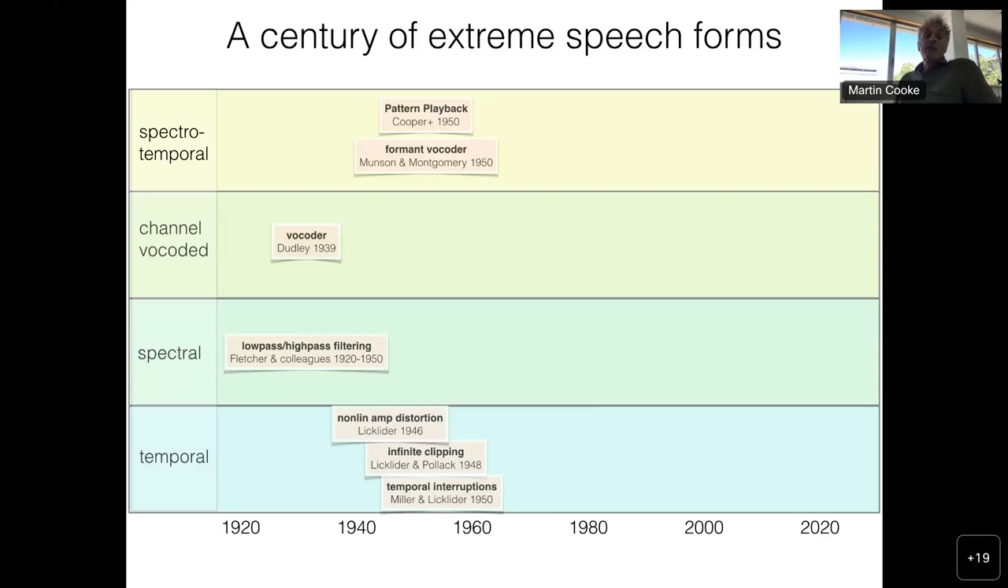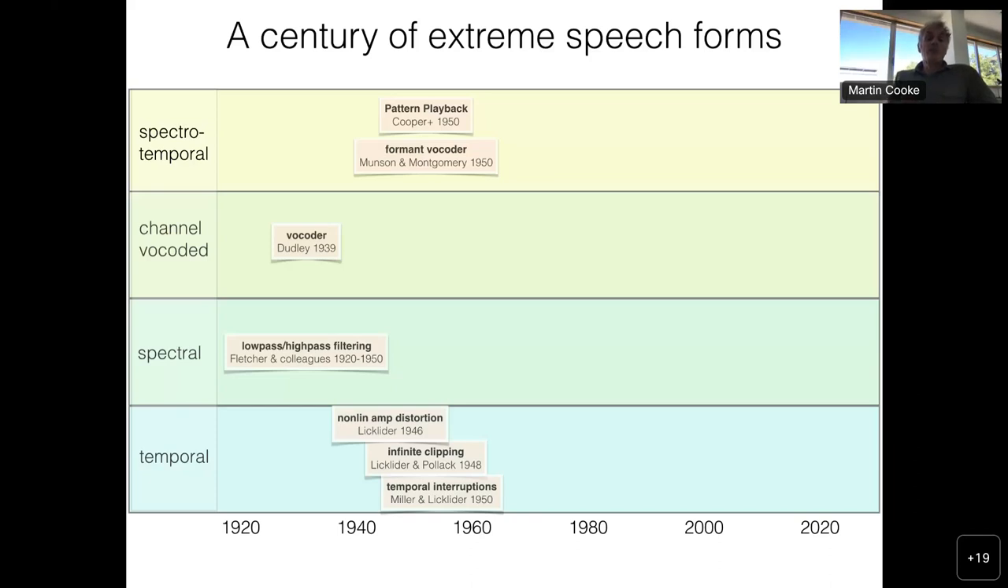And another example is the pattern playback machine that some of you might have seen. You can see it on the website at Haskins, for instance. This is where speech perception researchers were investigating cues to speech, for instance, distinguishing between voiced and voiceless plosives. What they would do would be to paint, literally paint onto acetate, formants, bursts, and so on, and then using a kind of inverse spectrograph would then resynthesize the speech from that form.